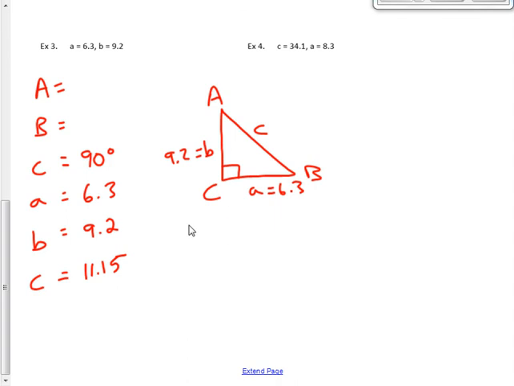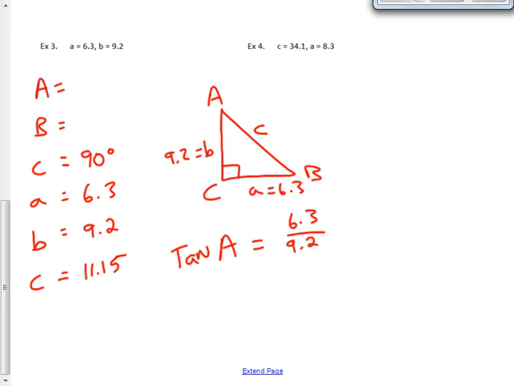If you're looking at this, we're going to continue looking at the fact that I'm given two pieces of information here, and the two pieces of information are in terms of the A value. They're actually tangent to A, because I've got the opposite and the adjacent. So I've got the opposite, which is 6.3, and the adjacent, which is 9.2. And I can go through and solve this using an inverse function.